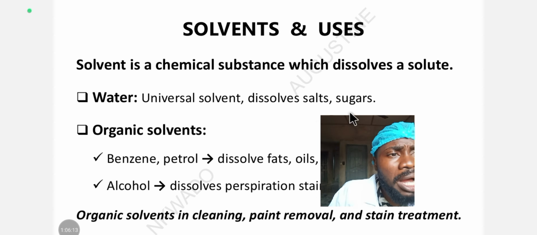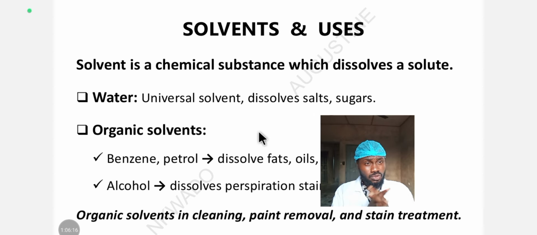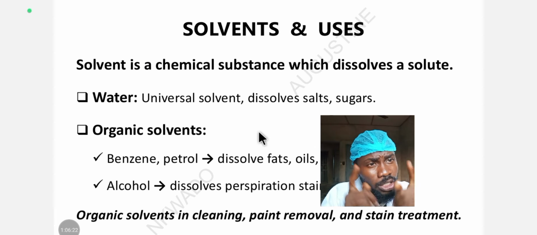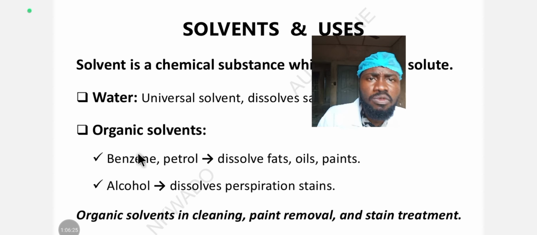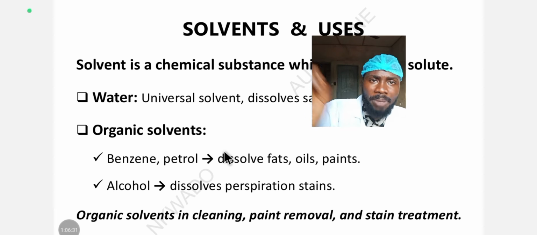It dissolves salt, it dissolves sugar, and so on. That is the reason water is called a universal solvent: it has a wide range of dissolution of solutes. Now let's look at organic solvents. We have universal solvent, and we have organic solvent. Organic solvent dissolves organic compounds.